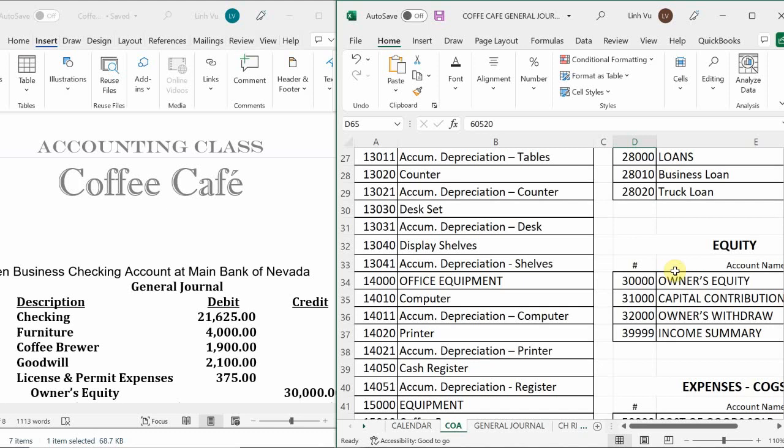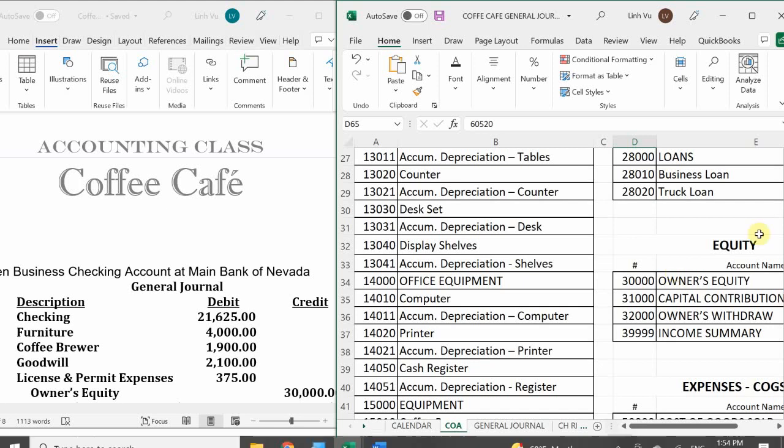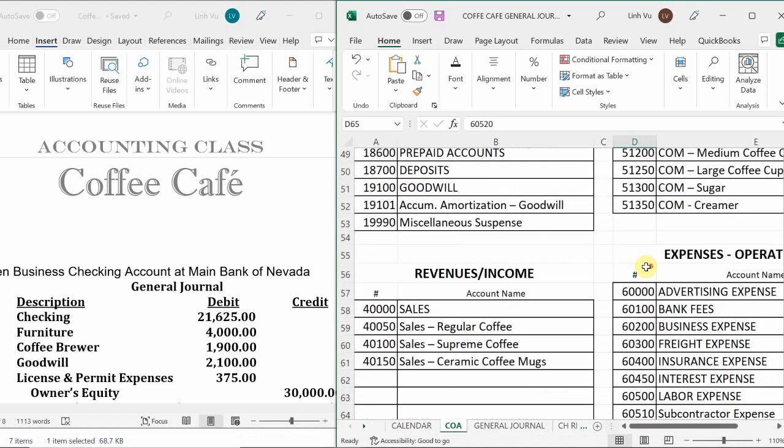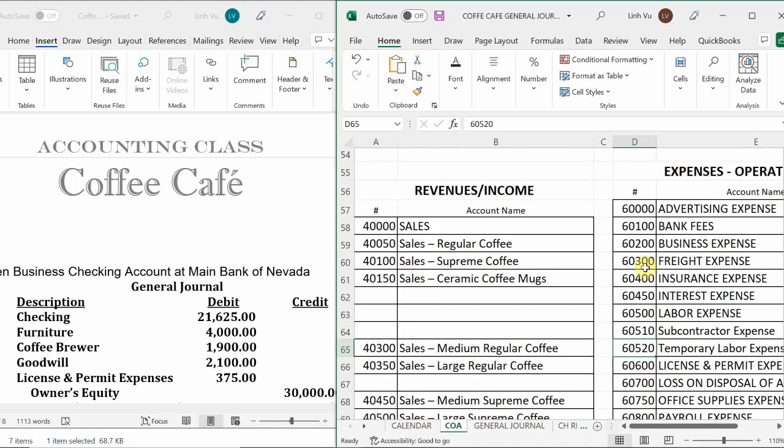Okay. Now let's talk about the expense. Did I spend money for the business? Yes, I did. I had to buy a business permit and license, and this is what it cost me, a total of $375. Okay? So that's because I had to spend money. How do you increase your expenses? By using a debit. Okay?